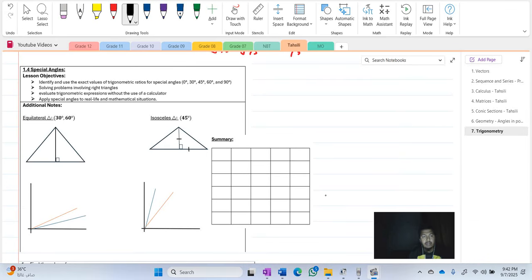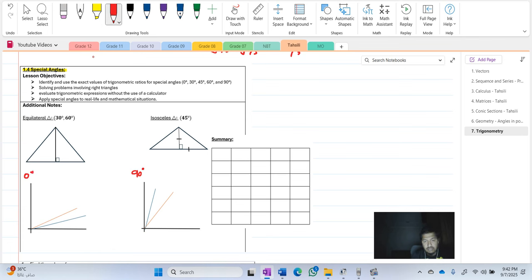Grade 12 Annual. In this video we'll be studying special angles in trigonometry. Remember there are 5 special angles: 30, 60, 45 degrees, and there's a 0 degree angle as well, and a 90-degree angle as well. And so we will be looking into these 5 special angles.